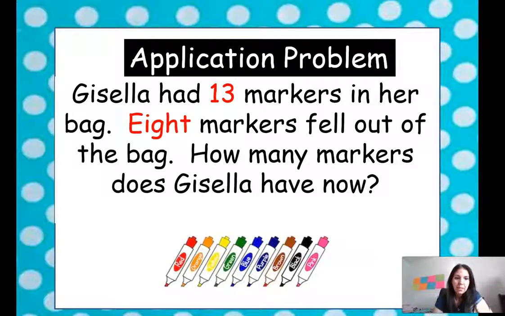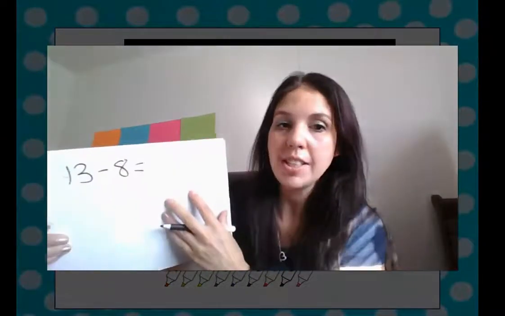Let's look at this problem. Gisela had 13 markers in her bag. 8 markers fell out of the bag. How many markers does Gisela have? Let's use our whiteboard for this problem. So we have 13 minus 8 is our problem. 13 minus 8.